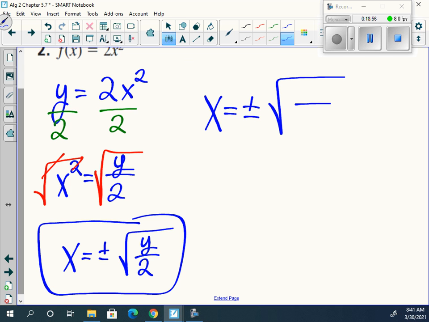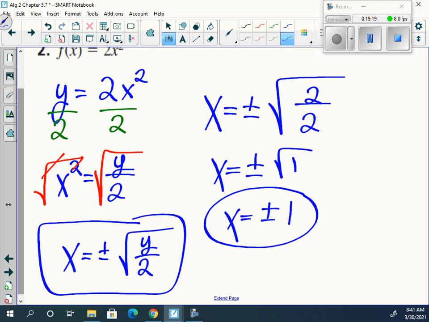Now, the only other part that we need to do for this is finding the input, or inputs, when the output is 2. So 2 divided by 2 is 1, square root of 1. And because of the plus or minus, we technically have plus or minus 1. Questions on this here?